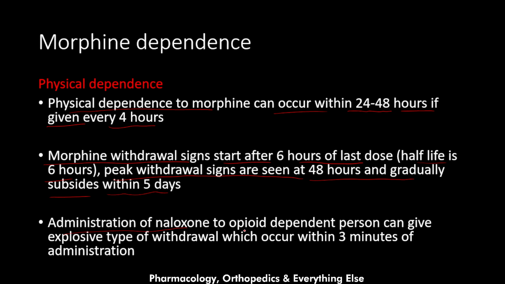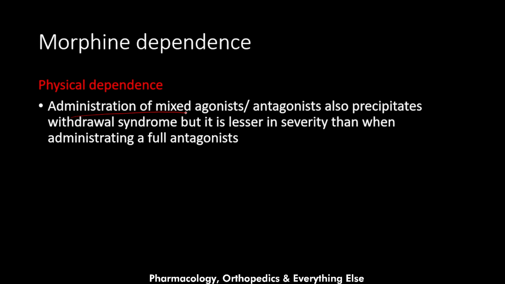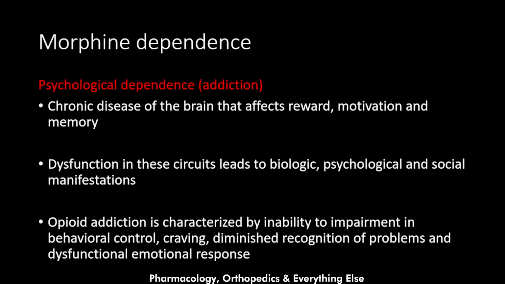Administration of naloxone to a morphine-dependent person can give an explosive type of withdrawal syndrome, which occurs within 3 minutes. So if the patient is dependent on morphine, don't give them naloxone, because this would give us an explosive type of withdrawal syndrome, and it is quite dangerous. Administration of mixed agonist-antagonist drugs also precipitates withdrawal syndrome, but it is lesser in severity than when administering a full antagonist drug like naloxone.